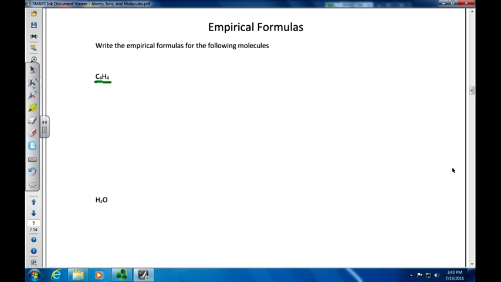C4H4. Common species between those is 4. So if we were to take this whole value and divide it by 4, we would end up getting the true value, the true empirical formula for C4H4, which is just simply CH. Seems pretty simple. Let's look at the next one.